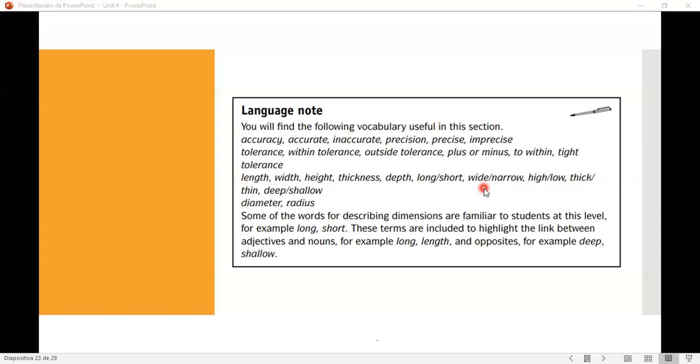And these terms are included to highlight the link between the adjective and nouns, like long is a description and the noun is length. Or the opposites, like the antonyms, like depth and shallow. So we're going to work with a lot of these words like adjectives, nouns, synonyms, opposites, and stuff. So something that you might know right now that we are going to work with.